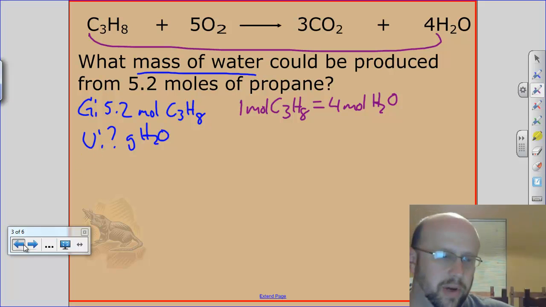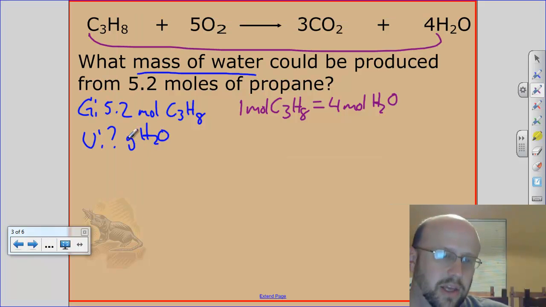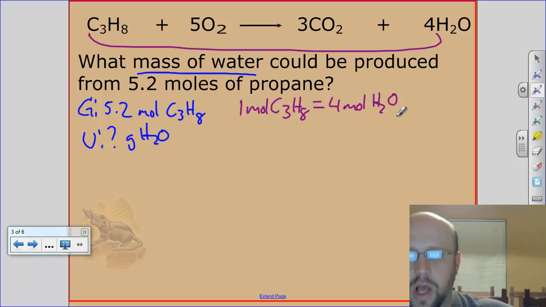So if I look back at my sheet, moles to moles is the first part. But the second part then is going to be to get grams of unknown, I have to go through the molar mass of the unknown. So anything you have grams over here, you have to find the molar mass for. So we know how to do molar mass. I'm going to go ahead and work this one out just to sort of refresh your memory.